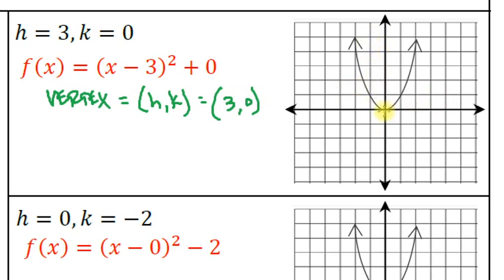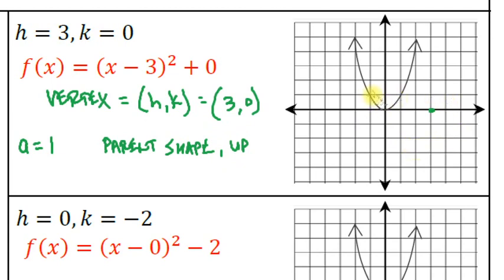All right, so here's our vertex, 1, 2, 3, comma 0. There's our new vertex. Since our a value hasn't changed, our a value is still 1. That means we're still going to have the same shape as the parent graph. And because a is positive, we're still going to have an upward facing parabola. So it's the parent shape, it doesn't change, and it's facing up because it's positive.